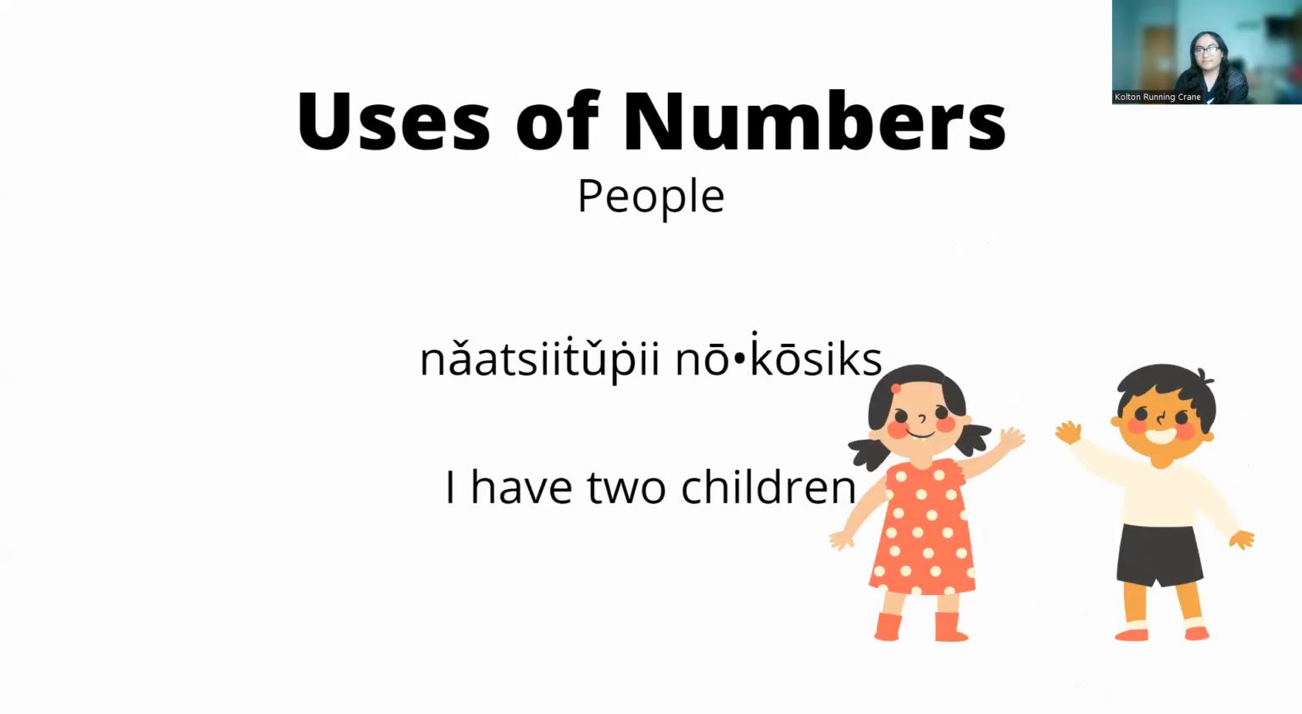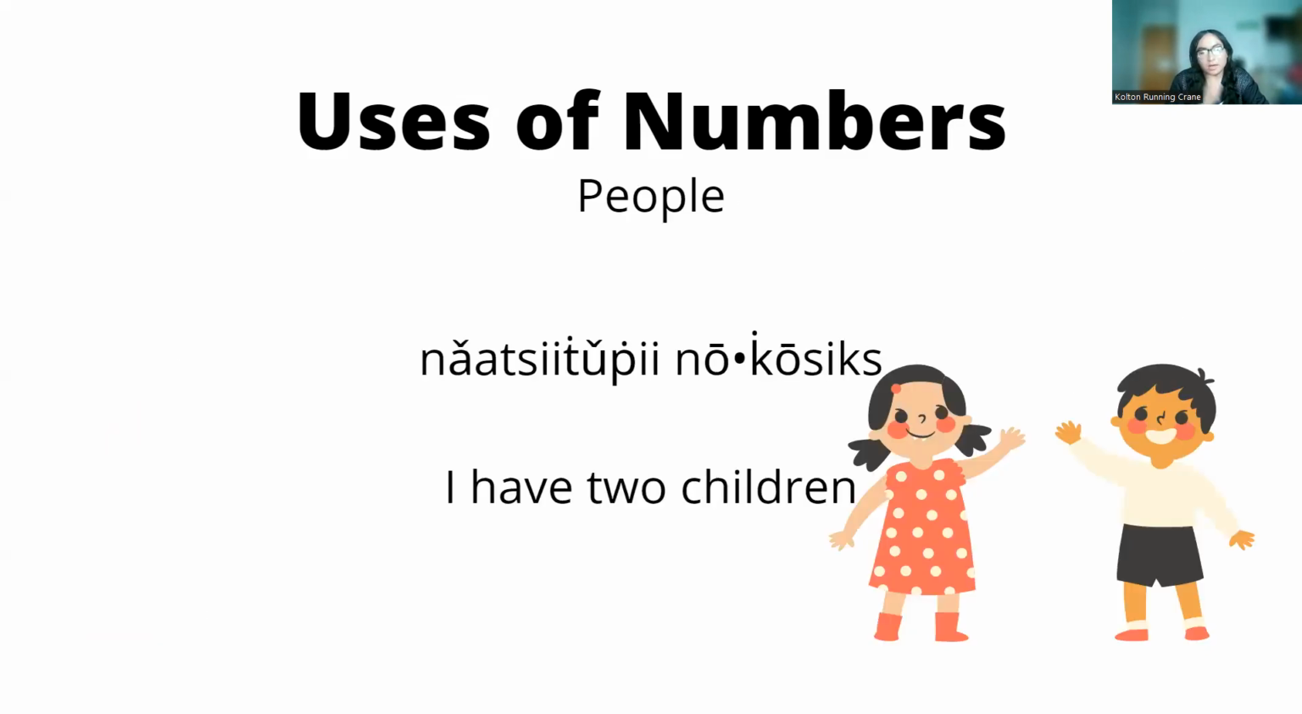Another instance of how we talk about people is with children. To say I have two children, you say Nazi tapi noko six, and noko six literally means my children. When you want to talk about children, you don't really say I have, you say two people are my children, basically. Nazi tapi noko six. Two people are my children.